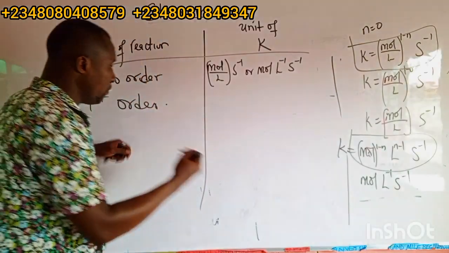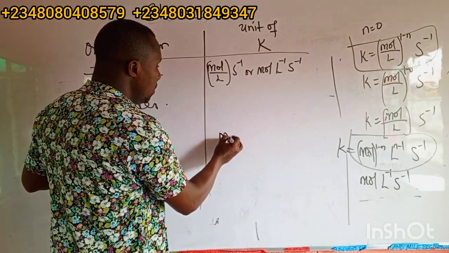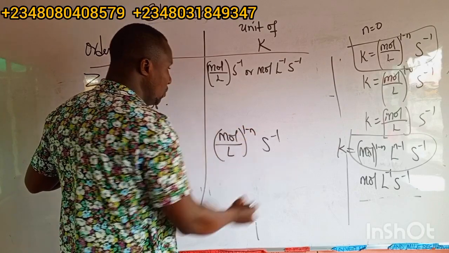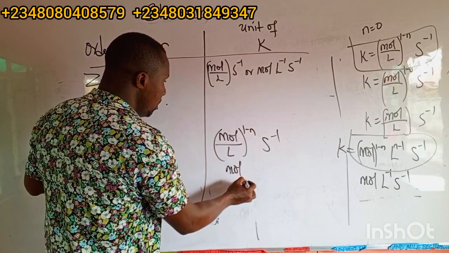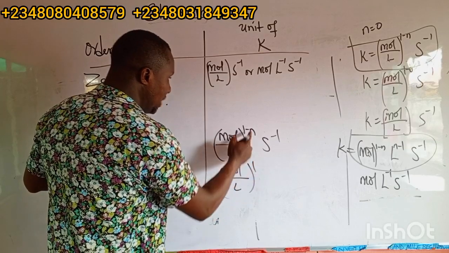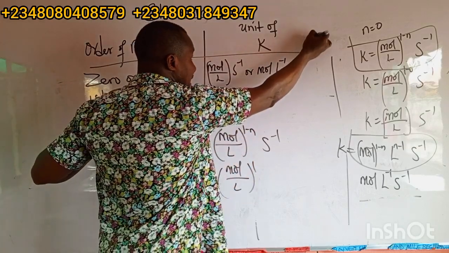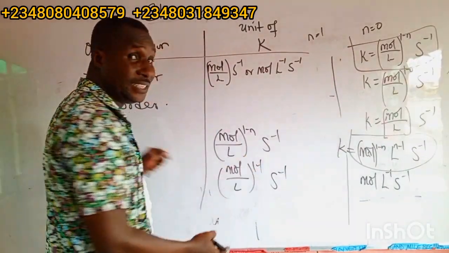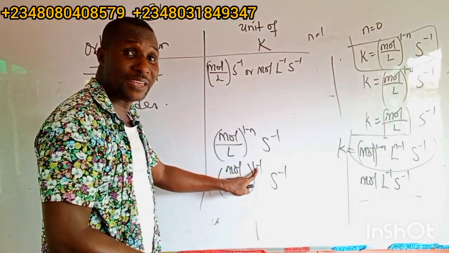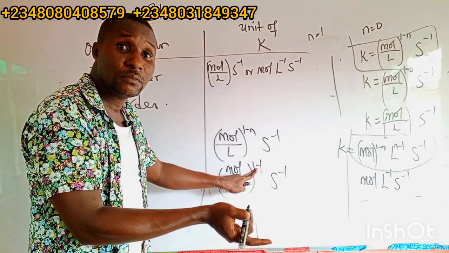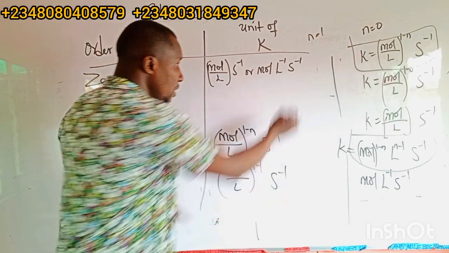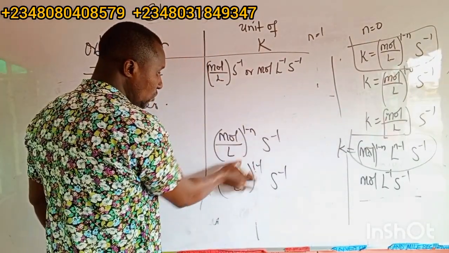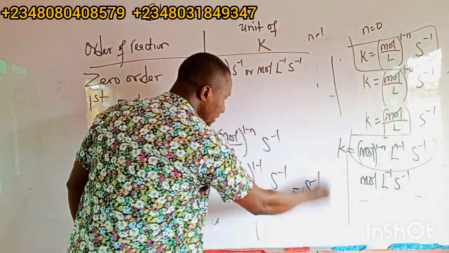Let me solve it. For first order, using the formula mole per liter raised to power 1 minus n per second. For first order, n is 1, that means 1 minus 1, which is 0. Anything raised to power 0 is 1. So what do you have? Per second.